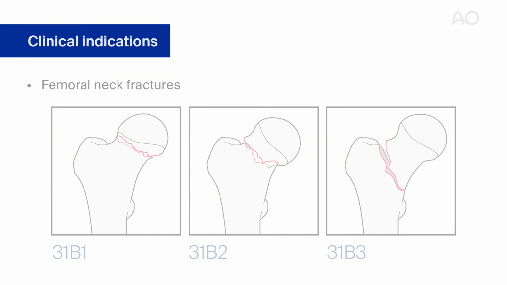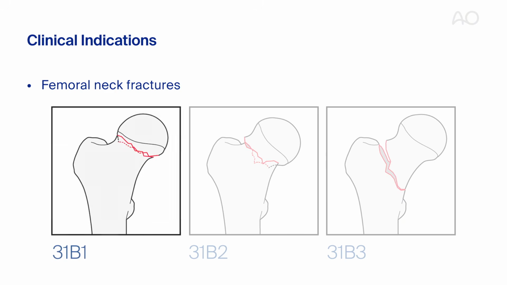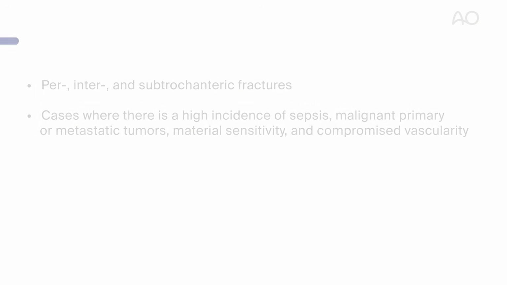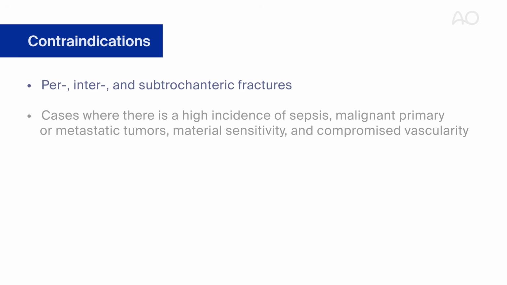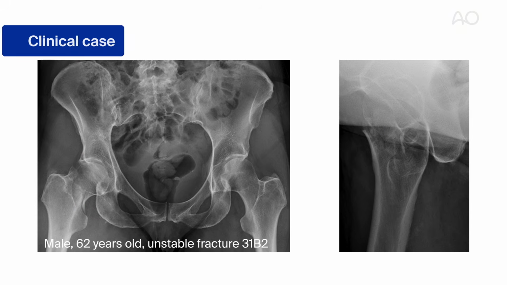The clinical indications are femoral neck fractures, AO classifications 3-1B1, 3-1B2, and 3-1B3. The clinical contraindications include per-, inter- and subtrochanteric fractures and cases where there is a high incidence of sepsis, malignant primary or metastatic tumors, material sensitivity, and compromised vascularity. In young patients, the preservation of the femoral head is essential.